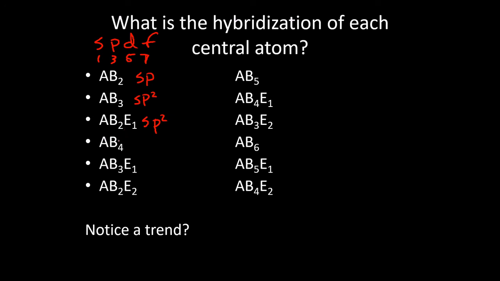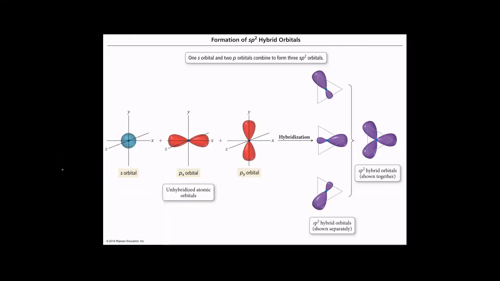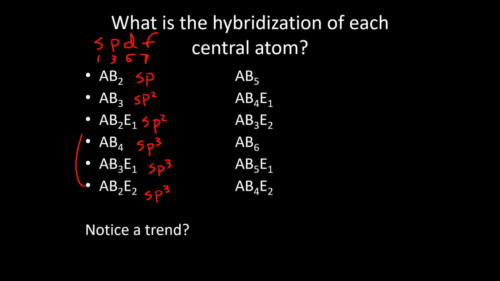Same thing is going to be true here, only now we have 4. So this will be sp3. We've now used all of the p atomic orbitals. This is sp3 hybridized. That's what we call this. And so are all the rest of these here, because all of these have 4 groups on that central atom.